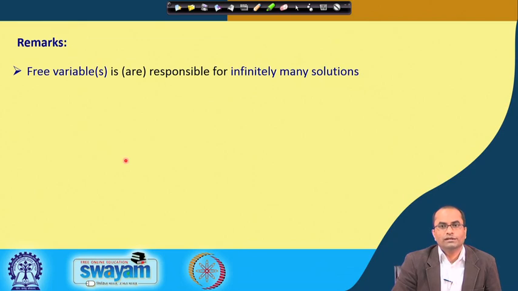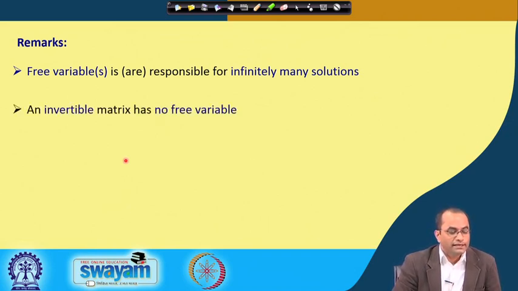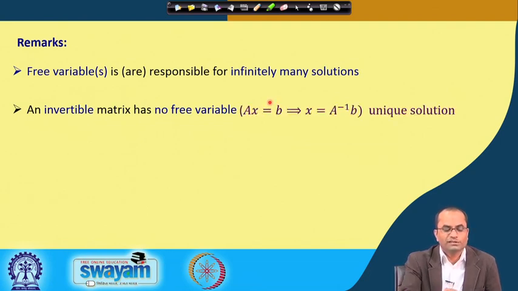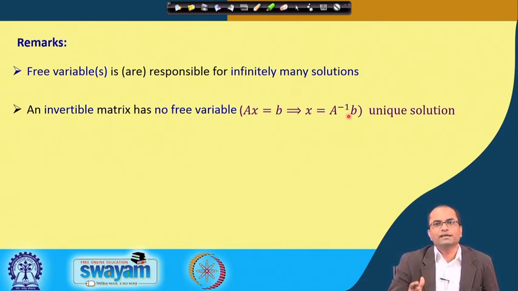Just a remark, these free variables are responsible for infinitely many solutions. So, in conclusion, whenever we have free variables in our system, that means some columns do not have a pivot, and in that case there will be infinitely many solutions. An invertible matrix will have no free variable. The reason is clear, because once the matrix is invertible we get a unique solution, and if we have a unique solution we will not have free variables. Or the other way around, if we observe that there is no free variable, that means A is also invertible.